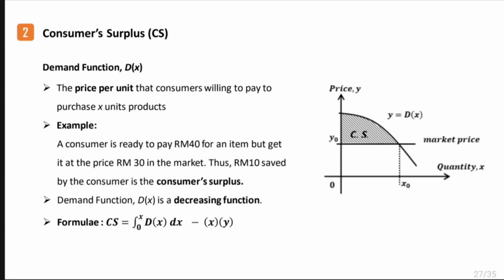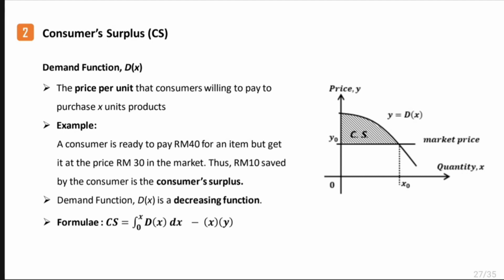We look at consumer surplus first, or in Malay, we call it lebihan pengguna. Consumer surplus uses the demand function, D(x), the price per unit that consumers are willing to pay to purchase x units of products. Example, a consumer is ready to pay RM50 for an item but gets it at the price RM30 in the market. Thus, RM10 saved by the consumer is the consumer's surplus.